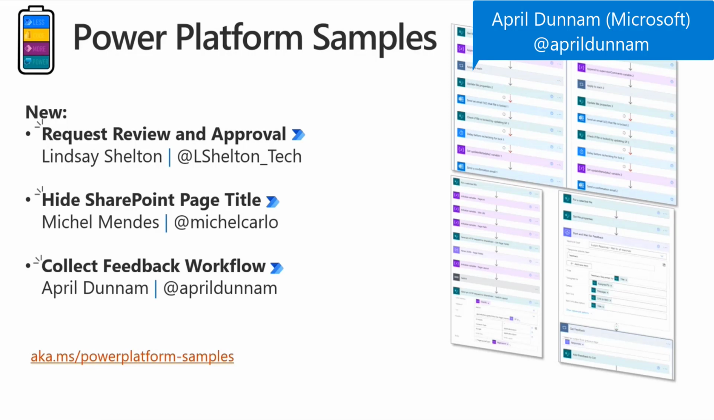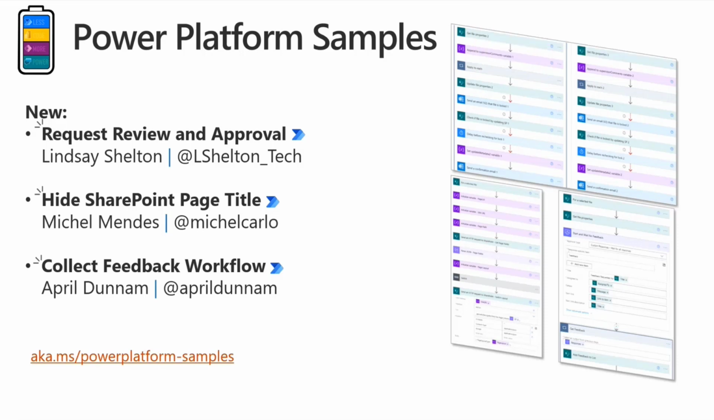Thanks, David. Yeah, so super happy this month, or this week, whatever, we have 3 new Power Platform samples, specifically Power Automate samples. Lindsay Shelton has a full sample on how to do a request and review approval process with SharePoint libraries. We have a great sample by Mikhail Mendez about hiding the SharePoint page title. This actually uses the SharePoint REST API inside of Power Automate to dynamically switch with SharePoint list formatting the page template that you're using in your modern SharePoint site.